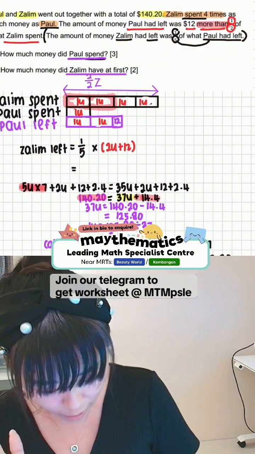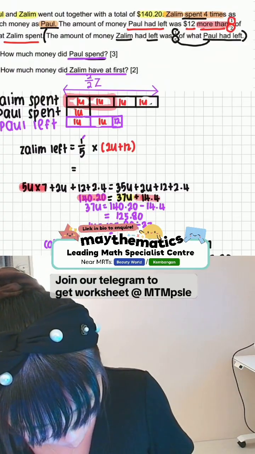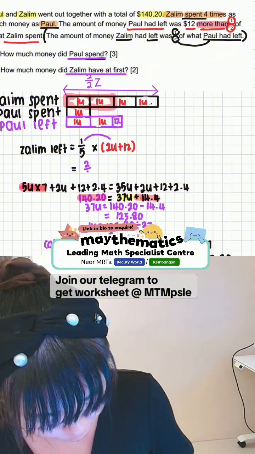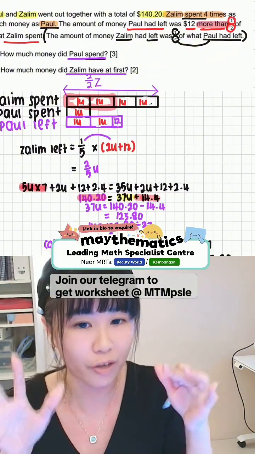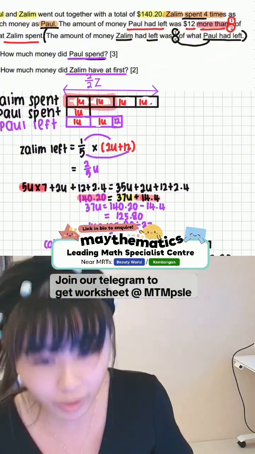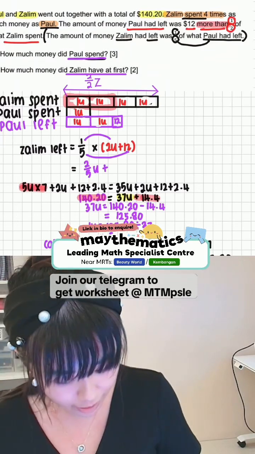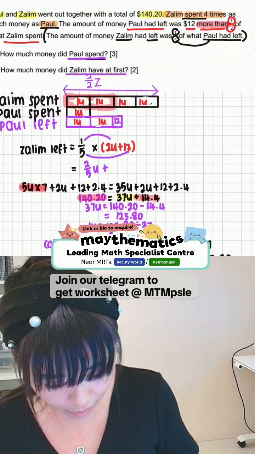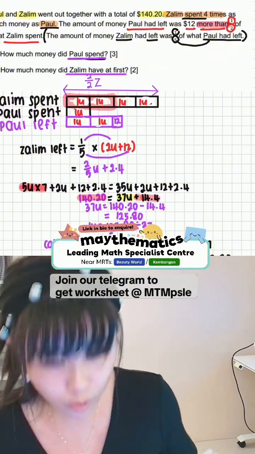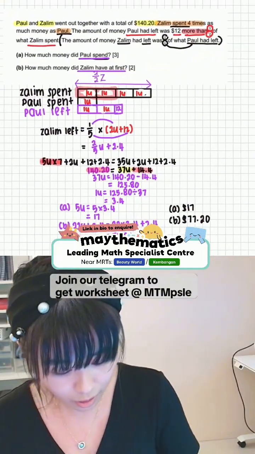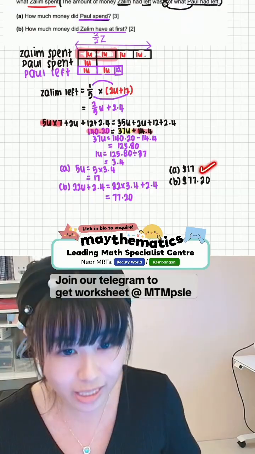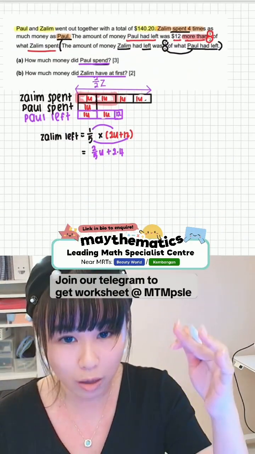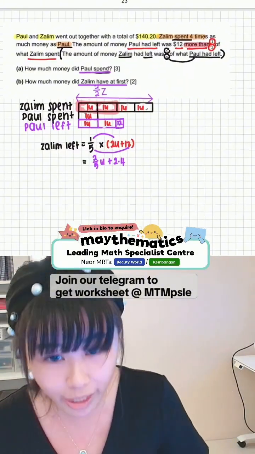But this one is slightly more challenging, because when you take 1/5 times 2 units, you will get 2/5 unit. It's not a very nice number, it's a fraction. But it's also okay, you can solve it like that, no problem. Then 1/5 times 12, you will get 2.4. This one is also okay. Your final answer will still be 17 and 77.20. The method just trickles down similarly using this method.